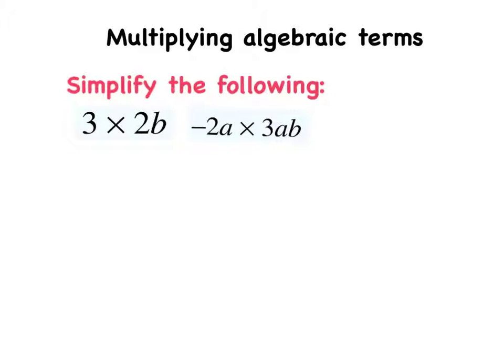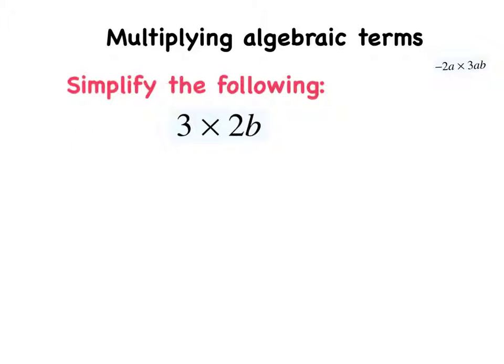Today we're going to look first off at multiplying algebraic terms. So my set question says simplify the following. Sorry, they're actually two different questions. We'll ignore this one for the moment. Simplify the following: 3 multiplied by 2b.